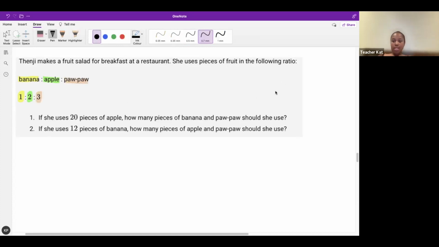Okay. Number 1 says if she uses 20 pieces of apple, so now they're telling us how much she uses. Okay, I'm going to rewrite my original ratio here. 1 to 2 to 3. They're telling us that there are 20 apples. And now we want to know these two. Bear in mind what I just said now, right? To go from one ratio to the next, you have to do the same thing to all of them. Now, how did I get from 2 to 20? I have to multiply by 10, which means I have to multiply all of them by 10, because what you do on one side of the ratio, you have to do it everywhere. So then that means how many bananas does she need?